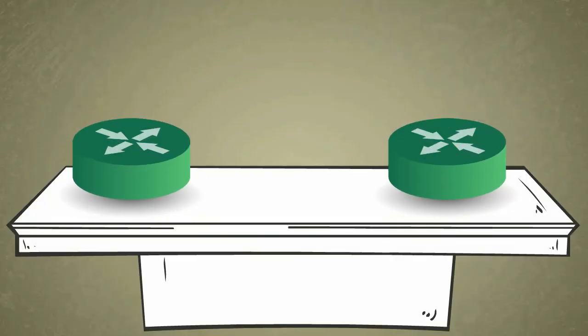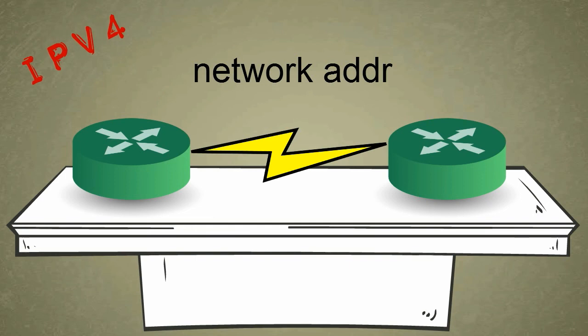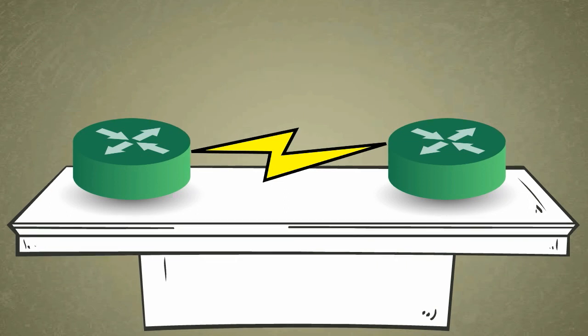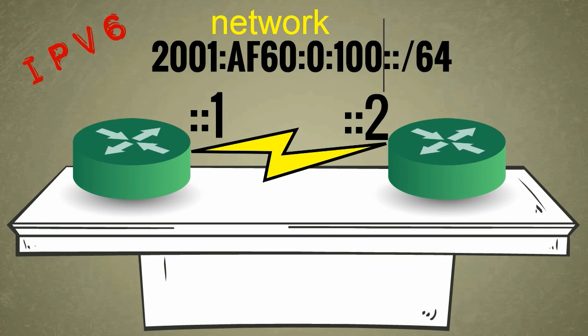Let's say that you have 2 routers directly connected. They need to share the same network address. In IPv4, 2 routers on the 10.1.1 network get unique host portions, .1 and .2. With IPv6, once you know the network portion and the host portion, you do exactly the same thing. The first 4 chunks make up the shared network portion, the rest is the host portion, 1 and 2. That's it. Now watch me configure it.